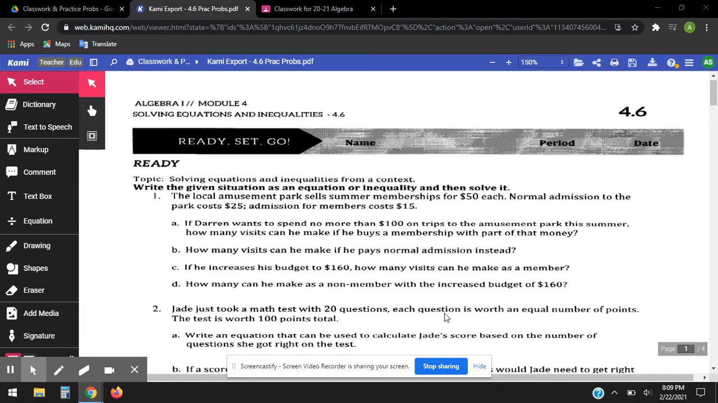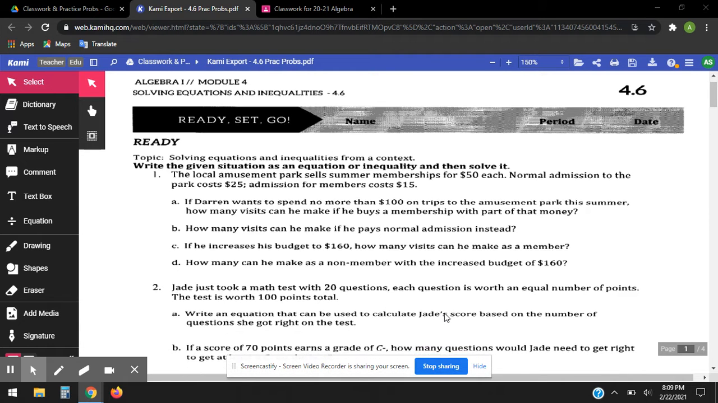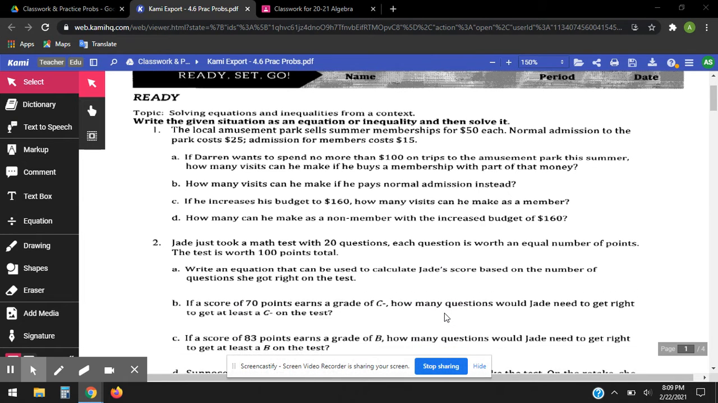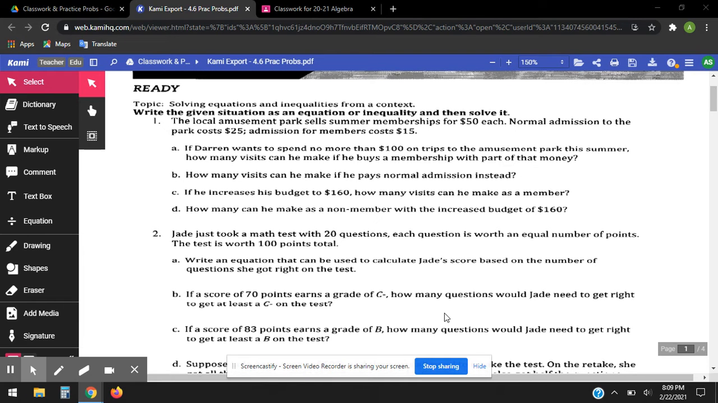Hi, this is Algebra 1, Module 4, Lesson 6, Practice Problems. We'll walk through some of these and help you get going with them. First, we're going to practice those equations and inequalities and solving them.